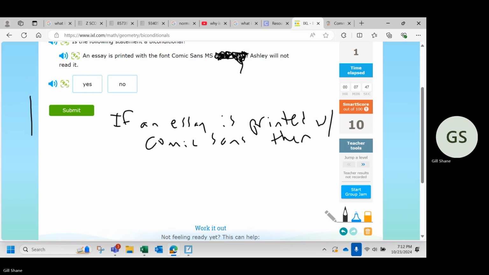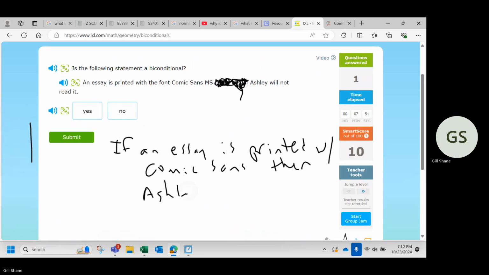So now I just make the last part the then. Then Ashley will not read it. So she apparently does not like Comic Sans. Apparently, I like it. I don't know why she doesn't like it. Will not read it. So that's the original. We just rewrite it by getting rid of the if and only if, and we just put if at the beginning, if an essay is printed with Comic Sans, and then we put then in front of the second part.